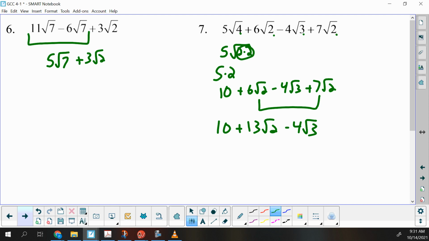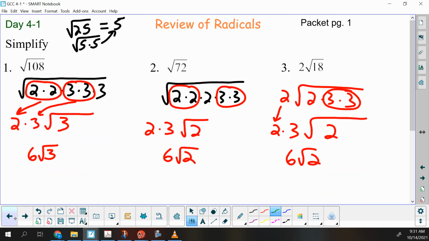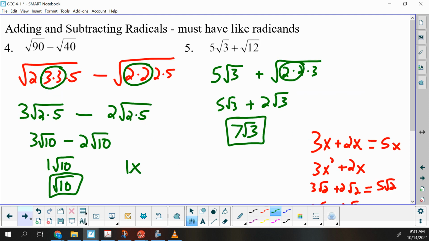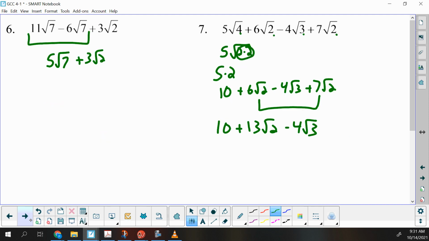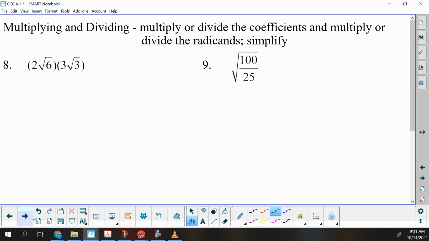So up to this point in the lesson, we hope that you're comfortable simplifying a single square root down to simplest form, and also doing addition and subtraction by simplifying the square roots and then adding and subtracting any ones that have like things under the square root. So we're going to move on now to multiplication and division.